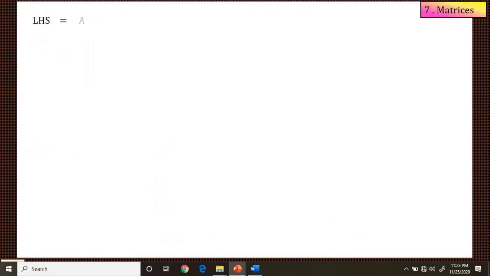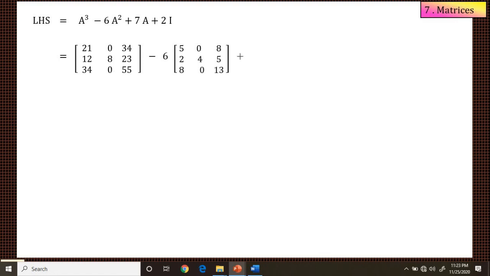Now consider LHS: A cube minus 6A square plus 7A plus 2I. That is equal to, substituting, the A cube matrix minus 6 into the A square matrix plus 7 into the A matrix plus 2 into the identity matrix. Here, dear students, remember always that the identity matrix is of the same order as the A matrix. That is 3 order.